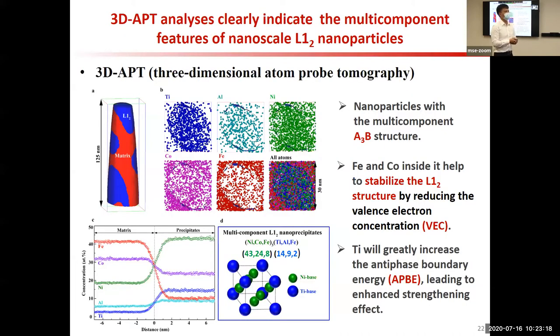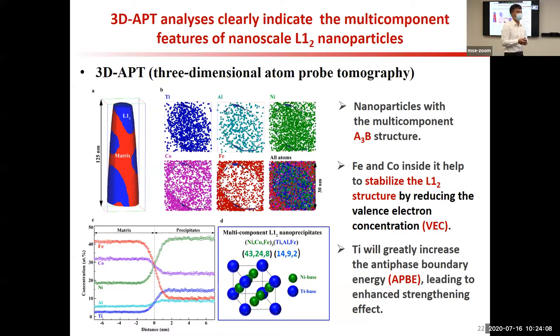We also use 3D APT analysis to give a precise composition of the individual phases. From this figure, we can see that the most pronounced feature is that both the matrix and the precipitates are actually multi-component. Looking at the nanoparticles, we can see that they show an A3B structure, a typical ordered FCC L12 structure. Inside the nanoparticles, we can see cobalt atoms and also iron atoms inside the L12 structure.